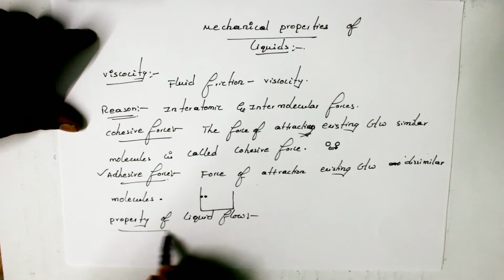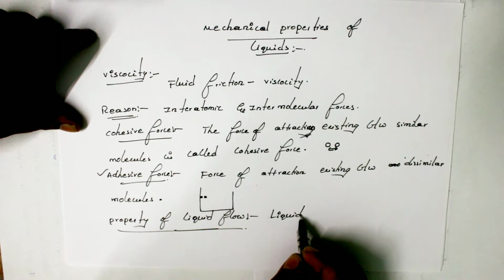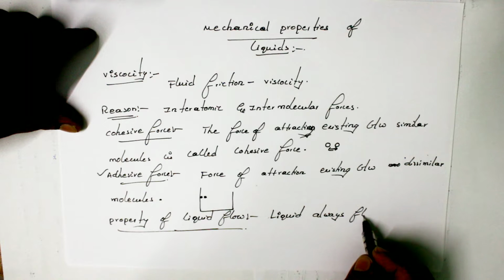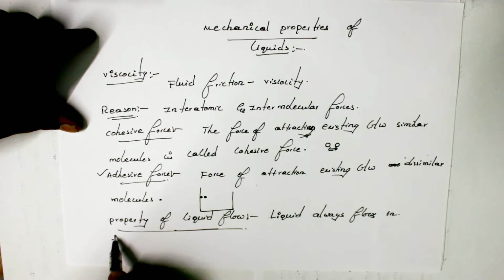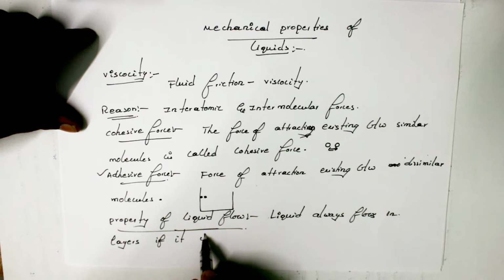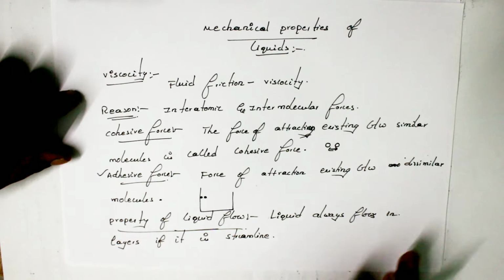So here we can write that liquid always flows in layers if it is streamline. So what is the meaning of a streamline? So streamline flow we can define like this.